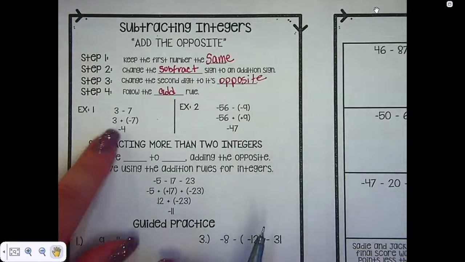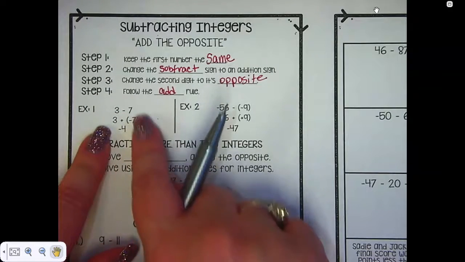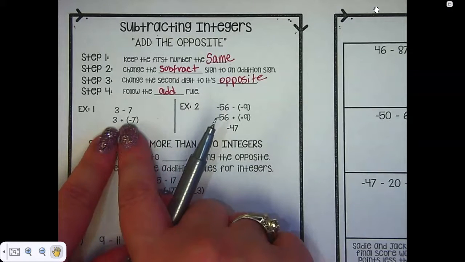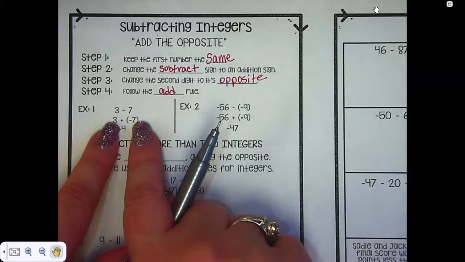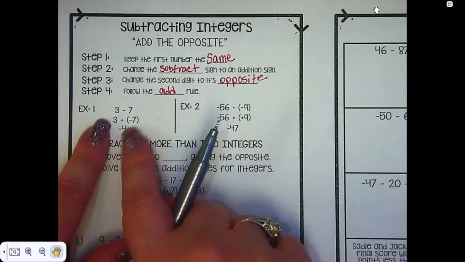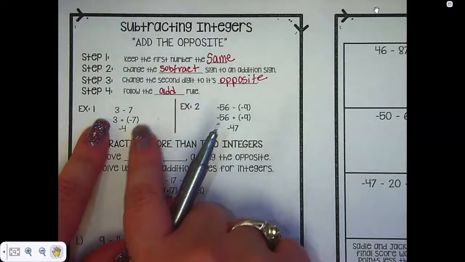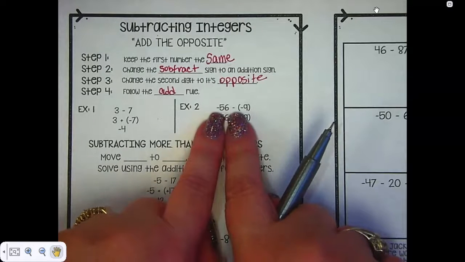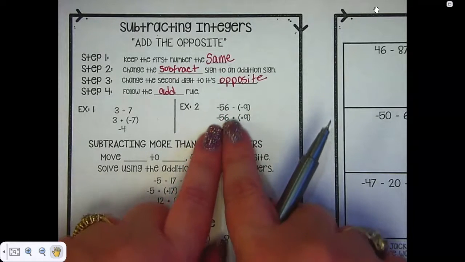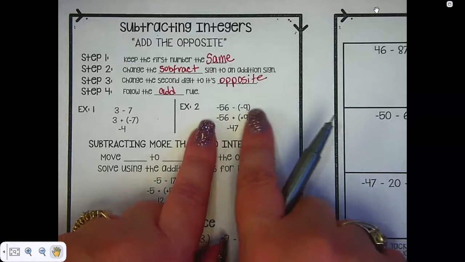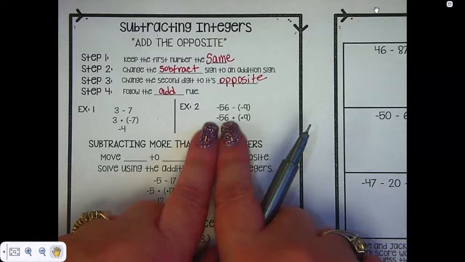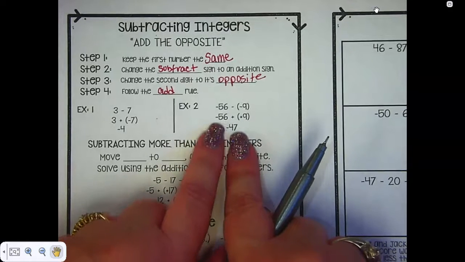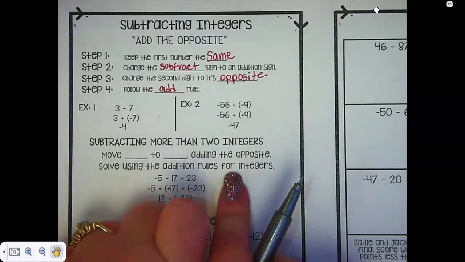Okay, so here's an example. 3 minus 7. That becomes 3 plus negative 7. Then we follow the rules, a positive and a negative. That means we subtract. 7 minus 3 is 4. That one has the greater absolute value, so our answer is negative 4. Here's another example. Negative 56 minus negative 9 becomes negative 56 plus positive 9. The signs are different, so we subtract. And our answer is negative 47.